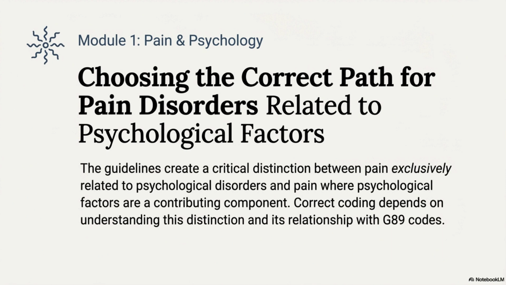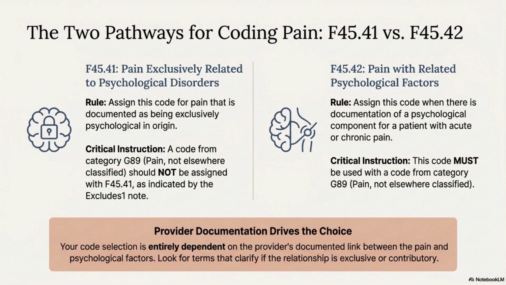In this module, we're going to break down how to tell the difference between pain that is purely psychological in origin and pain where psychological factors are simply contributing to an existing acute or chronic pain condition. And that distinction matters because it determines whether you assign an F45 code by itself, or whether you need to pair it with a G89 pain code to capture the full clinical picture. When it comes to pain, the provider's documentation is everything.